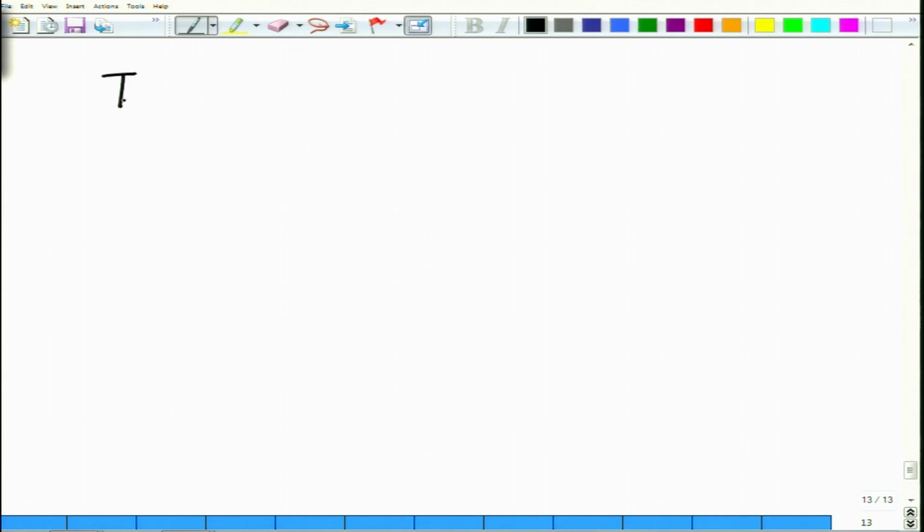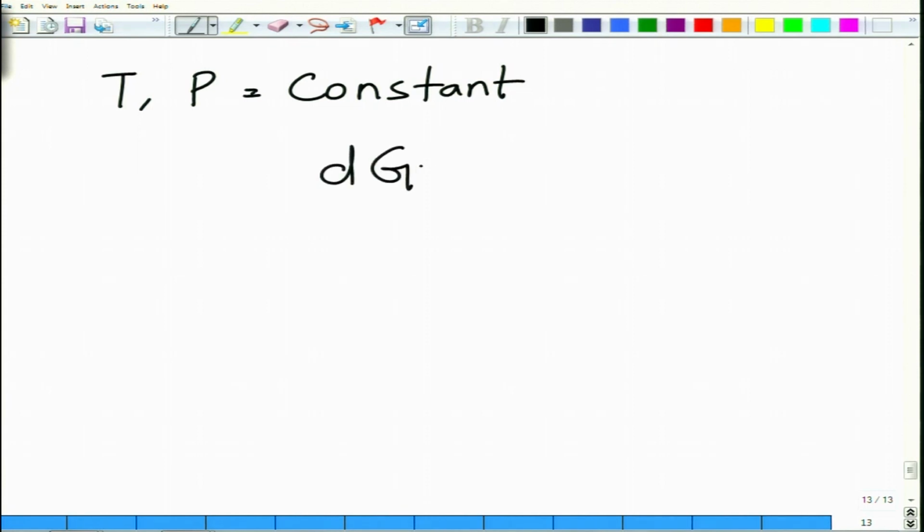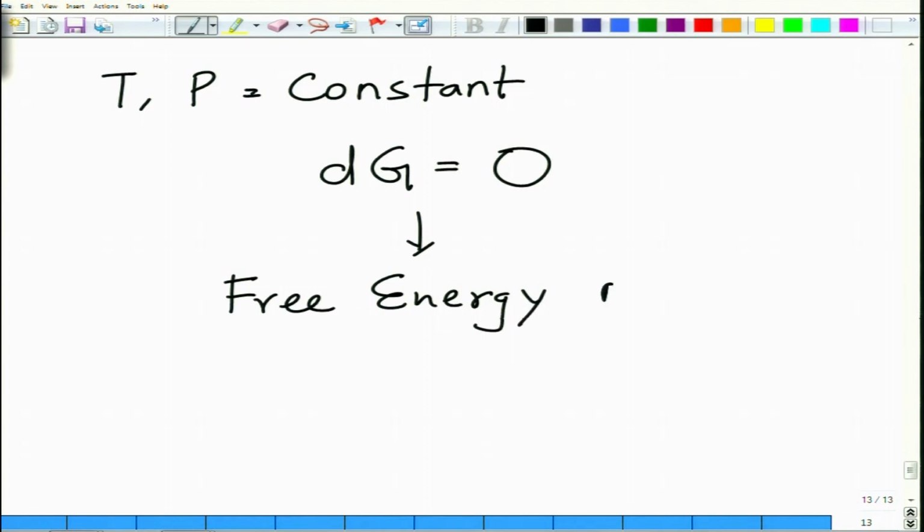So, basically if T and P are constant, then dG is equal to 0, and what it means is that free energy has a minimum under those conditions. Okay. So, generally if you look at again G is equal to H minus TS.